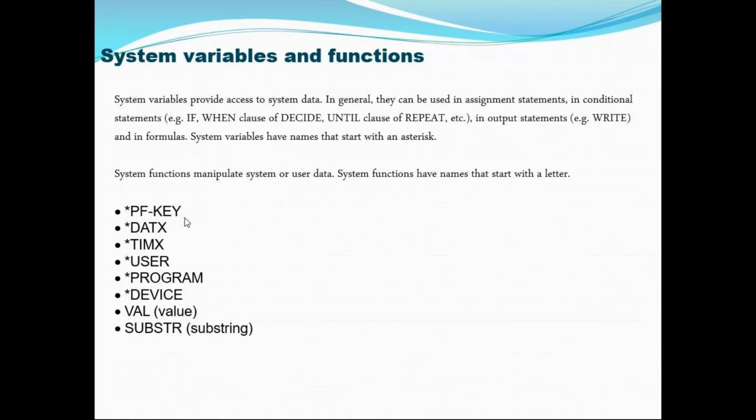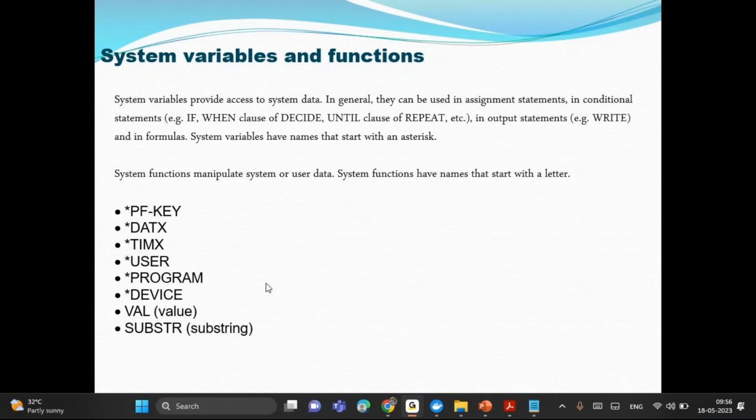These are some of the system variables. Each system variable will give some output. Suppose I want to know the value of *PF-KEY. Each and every system variable starts with a star. There are multiple system variables, so we will discuss each of them in detail tomorrow. We will complete that, and also tomorrow, as discussed, I want to nominate one of you to do the configuration.